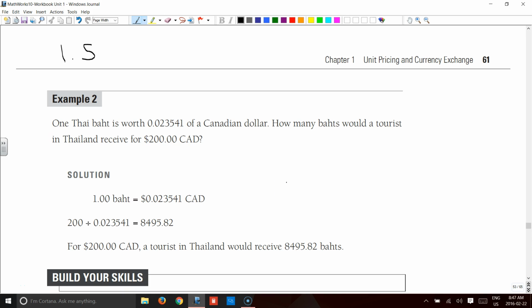All right, this is Math 10 A&W with Mr. Sandhu. We are in chapter 1.5, and we are doing example 2 on page 61. I'm going to have a bit of a tough time this morning writing because my pen's not working, so I'm going to do the best I can with a mouse.